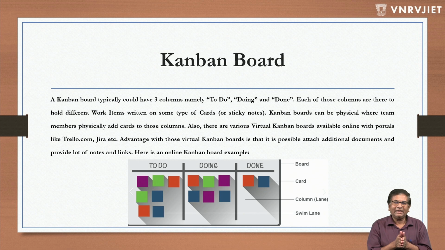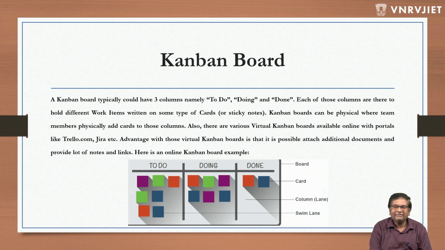A Kanban board typically has 3 columns: to do, doing and done. Each of these columns holds different work items written on some type of cards. Earlier they used to have sticky notes as cards, but not anymore. Kanban boards can be physical, where team members physically add cards to the column. Also, there are various virtual Kanban boards available online, with portals like Trello.com and Jira. I think I already talked about that when I was doing Scrum, right?